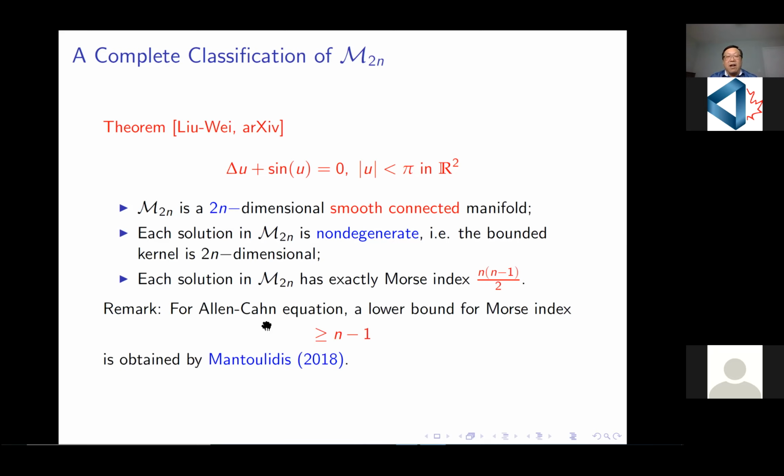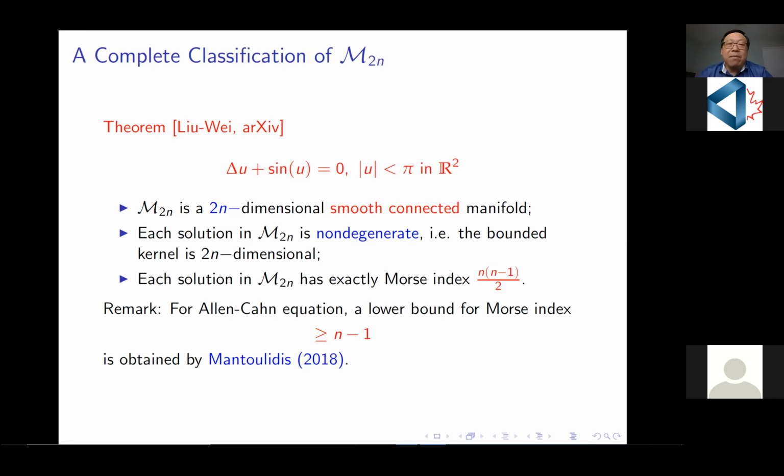Now for the original Allen-Cahn equation, we have a lower bound for the Morse index, and this is given by Monteil. The lower bound for the Morse index is n minus 1. So of course you see a big gap between n minus 1 and n times (n minus 1) over 2, because this is of order n squared, and this is just linear order. Even this proof is quite complicated. So there's a big gap here. For the Allen-Cahn equation it is completely open, but for Sine-Gordon it is completely solved.